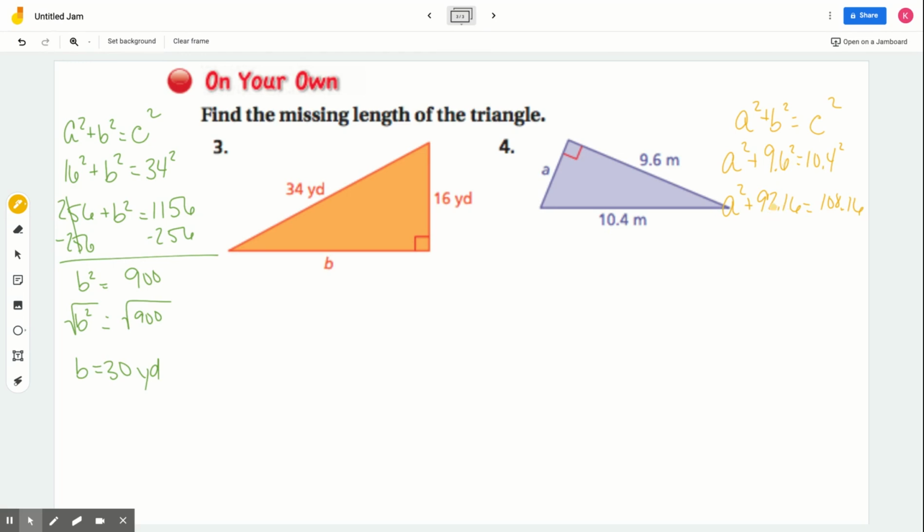9.6 squared is 92.16, 10.4 squared is 108.16. We can subtract using our inverse operations to find that a squared equals 16. Now again, we need to find a. So the opposite or the inverse of a squared is to square root it. So we square root on both sides to find that a is equal to 4 meters.